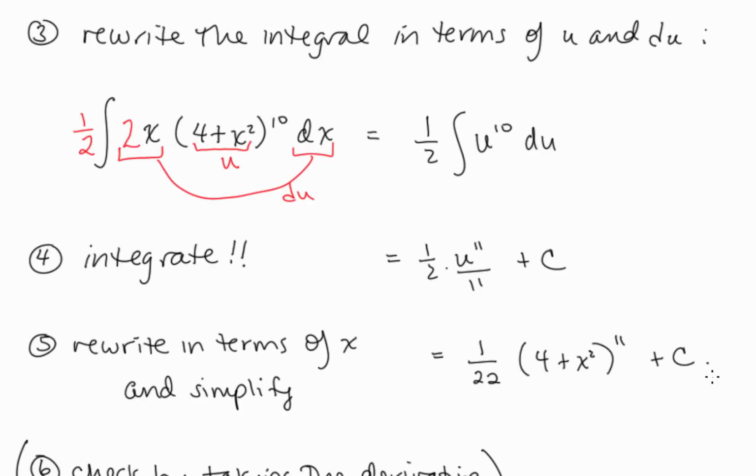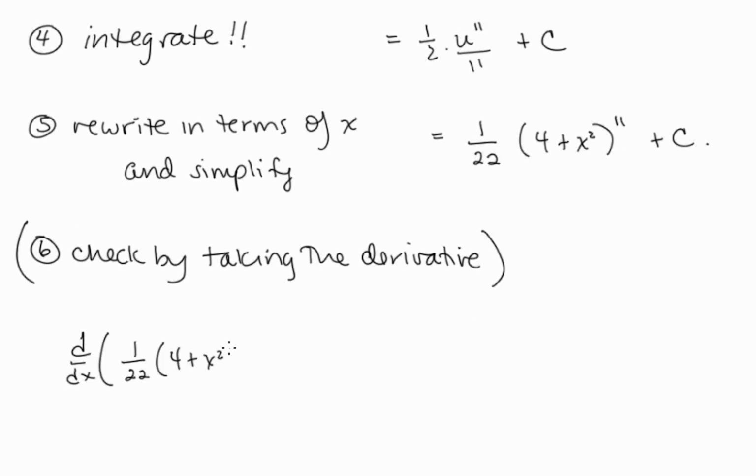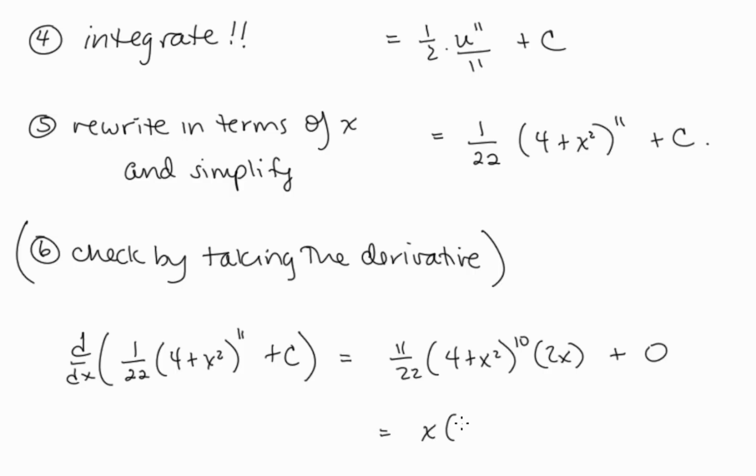Now remember, with integration, you can always check by taking the derivative, so let's do that. Taking the derivative here, the 11 comes down. We're going to have 11 over 22 multiplied by (4 plus x squared) to the 10th power multiplied by the derivative of what's inside using the chain rule, that's 2x. And then the derivative of a constant is 0. And so simplifying here, the 11 over 22 is 1/2. Multiply that by 2, that's a 1. So we get x multiplied by (4 plus x squared) to the 10th, and that's the function we started with.